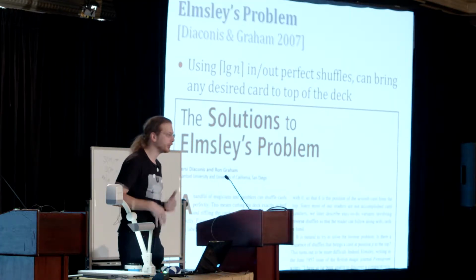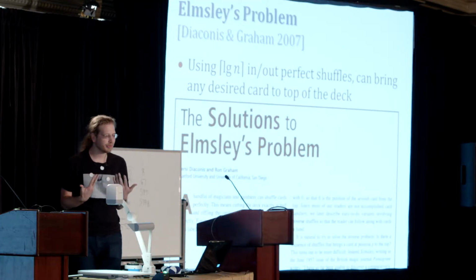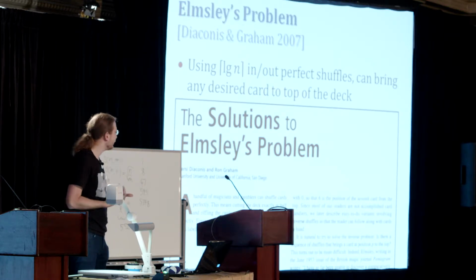And so what can you do with these two operations? One cool theorem, which was actually an open problem in the magic community for 50 years until Persi Diaconis and Ron Graham solved it: in a very small number of moves, logarithmic in the number of cards, you can take any card you want in the middle of the deck and bring it to the top just by doing a sequence of in and out perfect shuffles. So it looks like you're just shuffling the cards, but you have full control over what's on top.